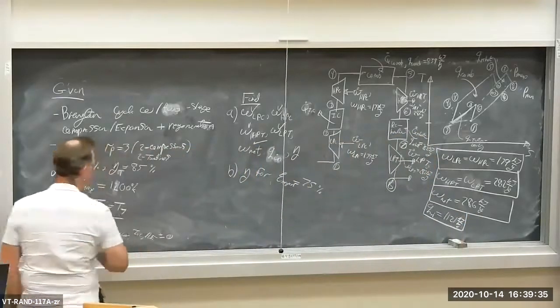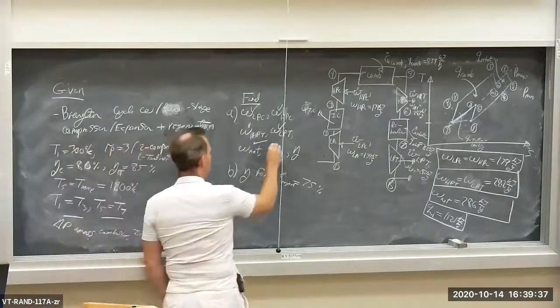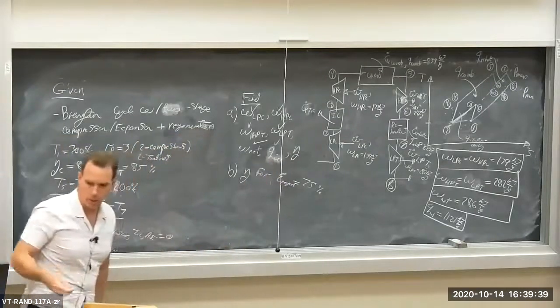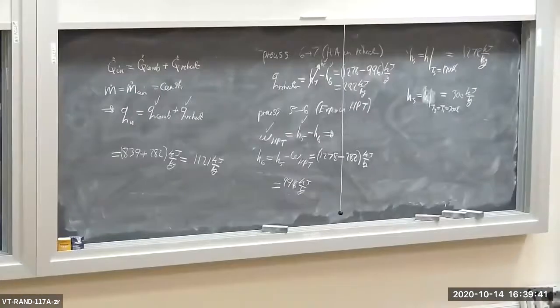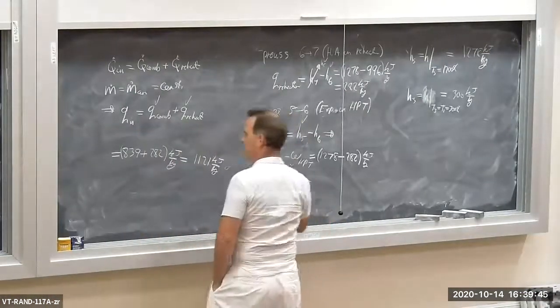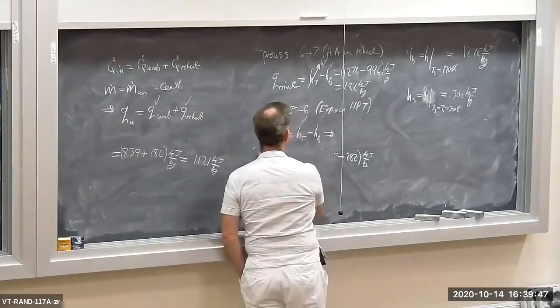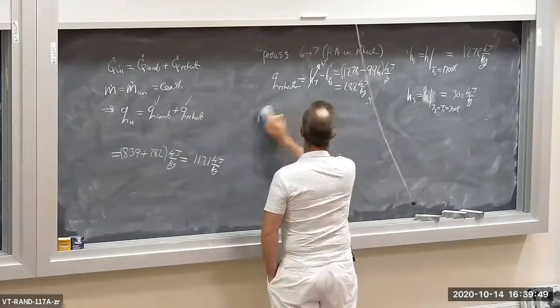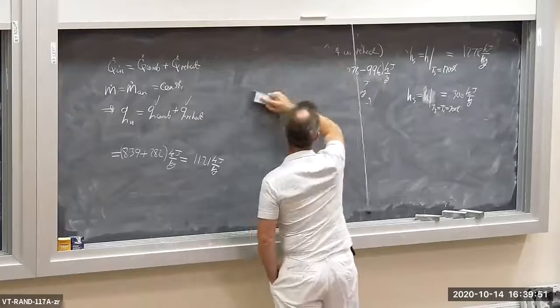Now I need to calculate the efficiency. That's easy. That's a one-liner. Thank God. Something's a one-liner. Some of these problems, they get so long. Okay, efficiency for my Brayton cycle.